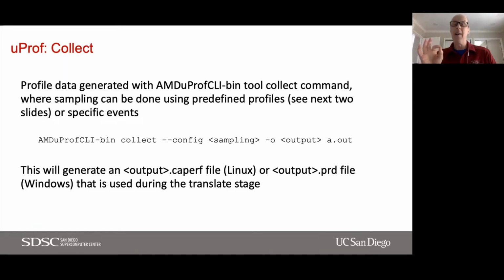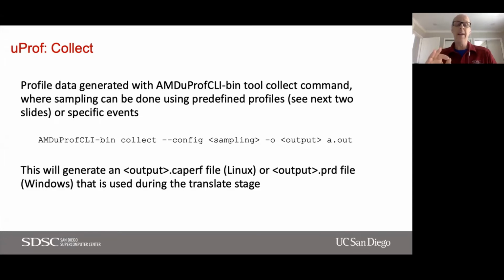I'm going to specify collect. Then it's going to be followed by --config sampling. That's the type of sampling we want to do, and I'll show a few examples of that. -O output. This is where I want the results to go, and then followed by the name of my executable and any command line arguments.